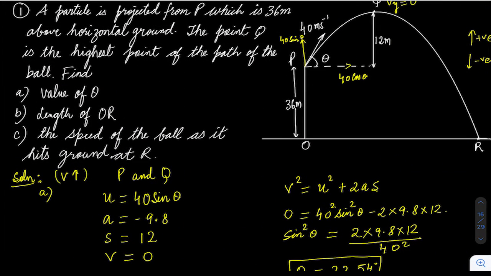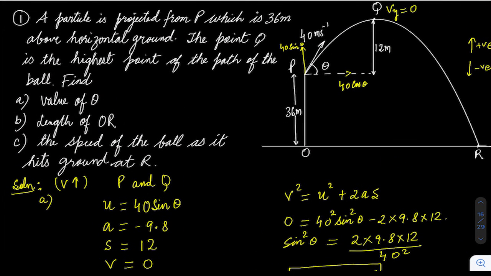Okay, next part. The speed of the ball as it hits the ground at R. Now this is very important. Again, this is a part in which students make a lot of mistakes. Now I will tell you why.